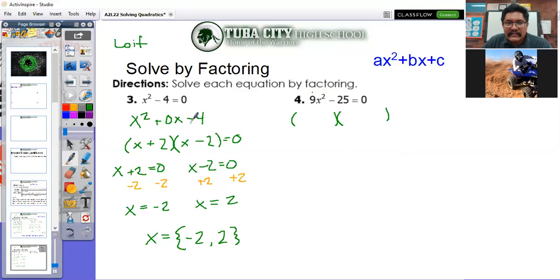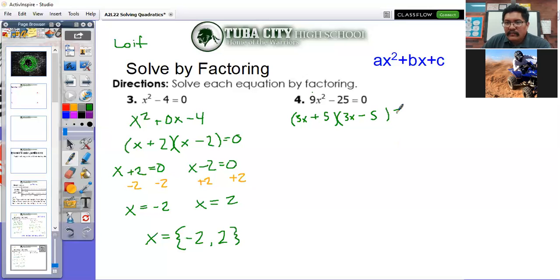Now, because this negative 25 is our c value, that means they will be opposites. That makes sense because we don't have a b value. If we use FOIL, we get 2x minus 2x, which is going to be 0x. That's why it's gone. All right, so I'm going to take the square root of 9x squared, so that's going to be 3x, and take the square root of 25, so that's going to be 5 here, 5 there.